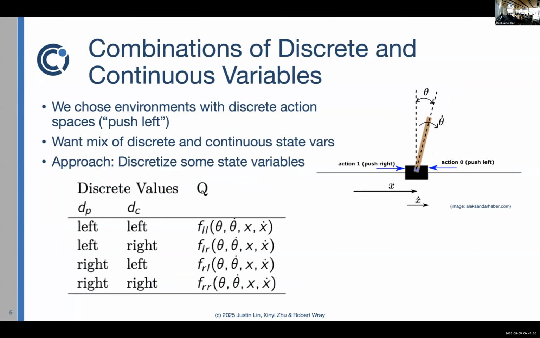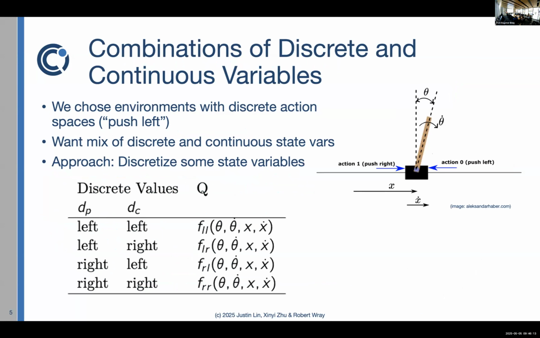So I said that we wanted to mention these combinations of continuous and discrete values. We only looked at discrete outputs, so push the box left, as opposed to continuous outputs; there's also work on continuous outputs as well. We didn't look at that. We wanted this mix of discrete and continuous state variables. And so what we did was discretize some state variables in these control problems.